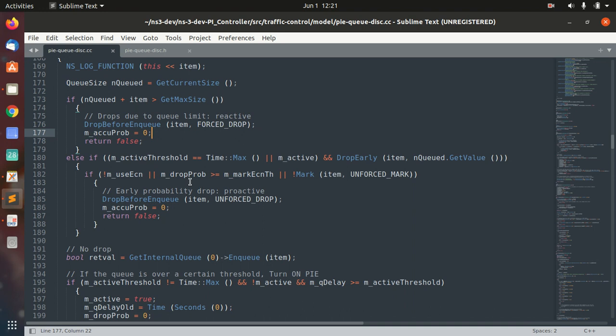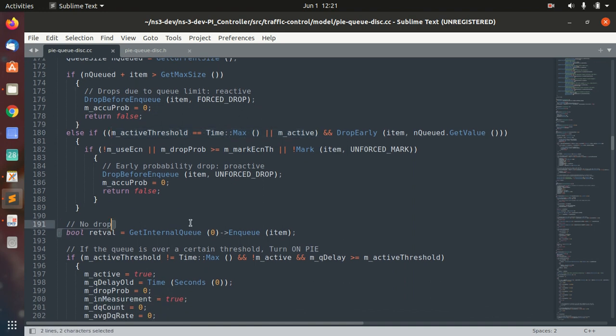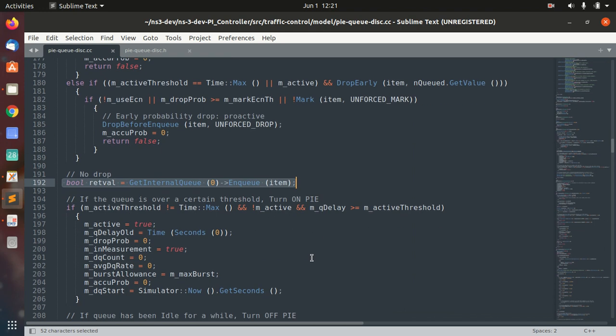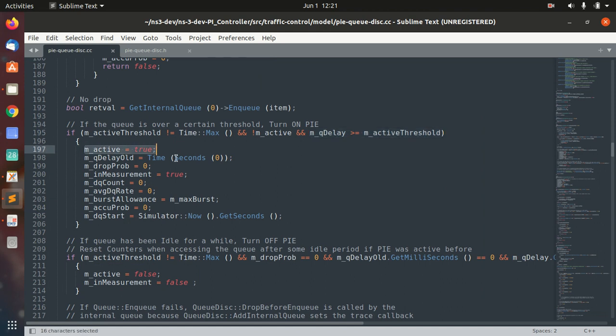So in that case it enters the if else-if condition. Here we have not activated PIE, so this condition becomes false, and the active flag is also false. As this part is false, the entire condition is false, then the controller comes to this line and simply enqueues the packet. Then it checks whether PIE is turned on or not. If it is turned off, it checks if the current queue delay is greater than the active threshold, then it activates the PIE queue discipline. The measurement cycle is set to true, and other parameters like drop probability and dequeue count are set to 0. We will see every parameter in the upcoming functions.